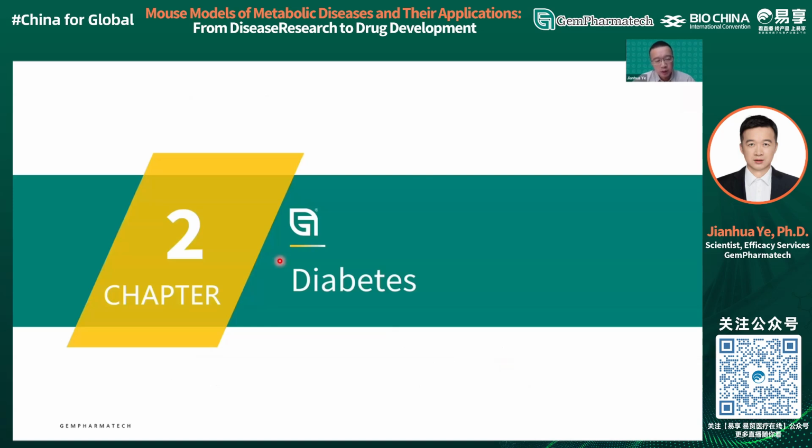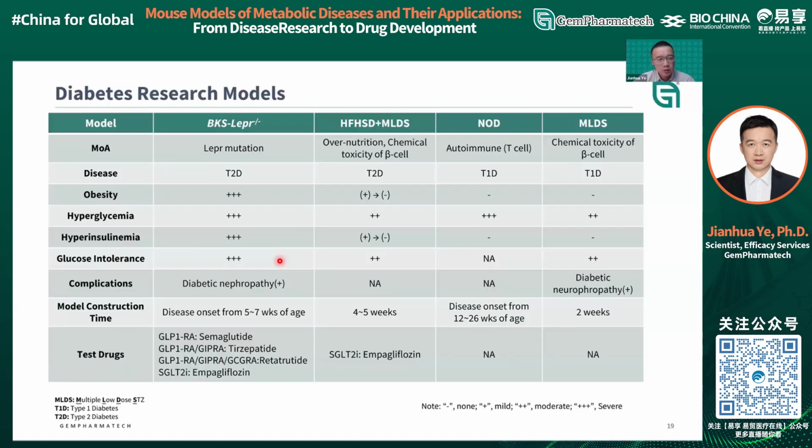Second, about diabetes. We have several different types of diabetes research models. For type 2 diabetes, we have the normal db/db mice, which is widely used. We also have this overnutrition chemical injury model. And for type 1 diabetes, we have the NOD mice, which is an autoimmune model. We also have this chemical injury model. The MLDS means multiple low-dose STZ.